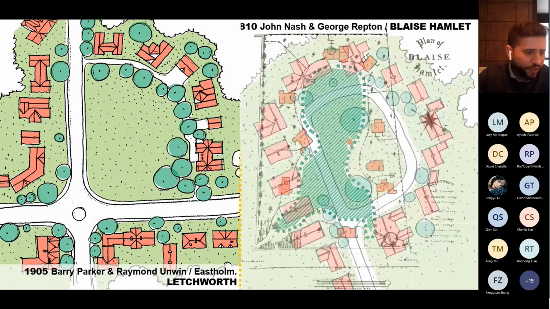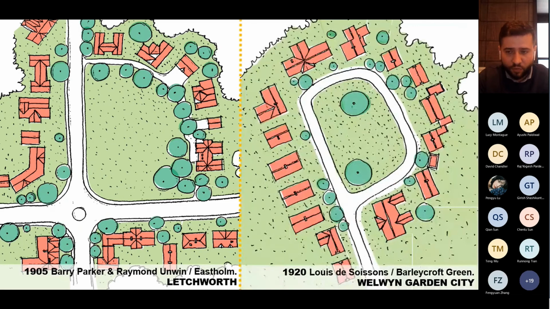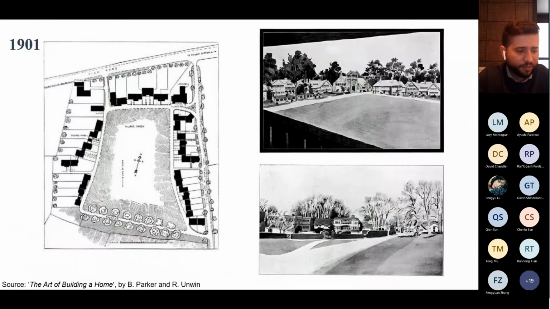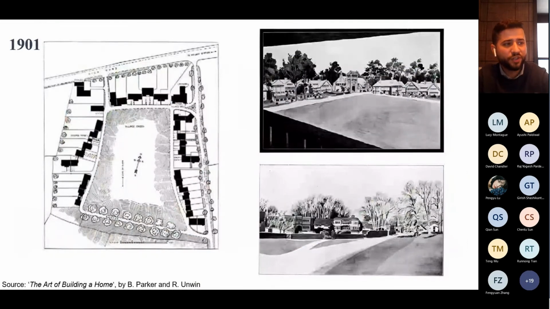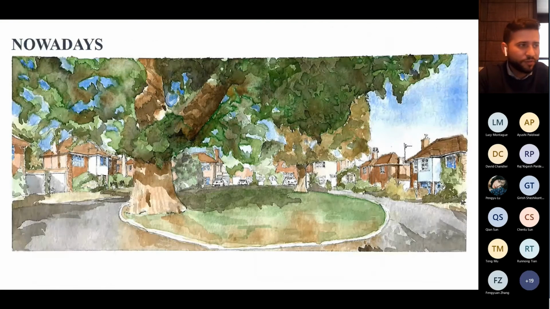Well, these examples previously came from the studies carried out by the architects Barry Parker and Raymond Unwin in the book The Art of Building a Home, which had a direct influence on architects like Louis de Soissons in Welling Garden City to design common gardens within the residential areas, just like you can see in this picture, this cul-de-sac that you can find in Welling Garden City residential areas.